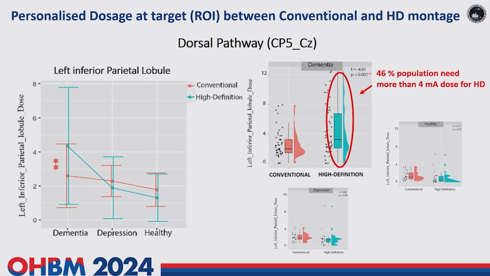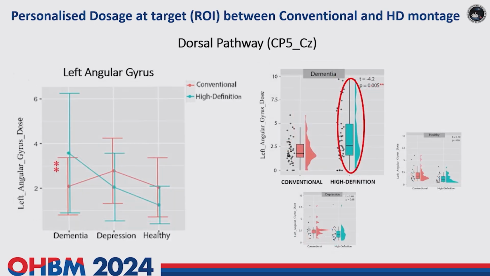Interestingly, we saw that for 46% of the dementia population that we took, HD-tDCS needs more than 4 milliamperes of dosage. This was quite an interesting finding from this study. We found this result for both the angular gyrus and inferior parietal lobule, for the left dorsal pathway.